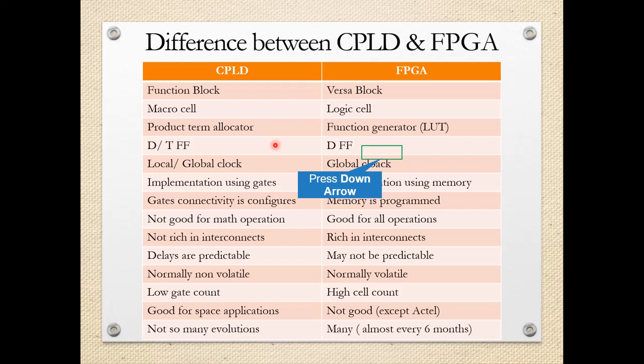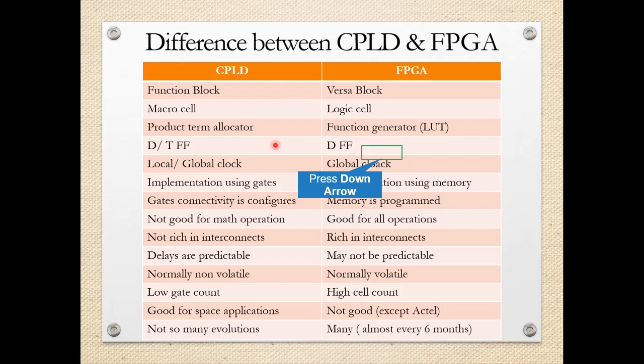Then we will see the difference between CPLD and FPGA. CPLD uses the function block for the logic implementation. FPGA uses the Versa block. CPLD contains macrocells, whereas FPGA contains logic cells. We have the product term allocator in CPLD, which will select the product terms developed by the function block. And here we have the function generator, that is the lookup table. For CPLD, we have D or T type flip-flops as a memory element. In FPGA, we have only D flip-flops.